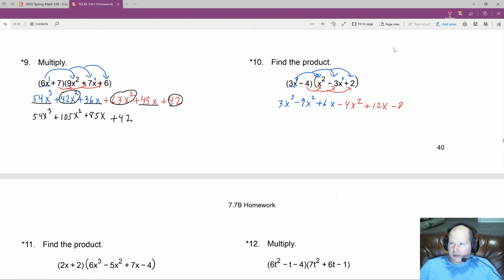At this point, we're going to combine like terms. So we see that we start with a cube here, 3x cubed. We just bring it down because we don't have any other cubes. Now we can move on to a negative 9x squared, and over here we have a negative 4x squared. So those are like terms. Negative 9 plus negative 4 is negative 13, so we have negative 13x squared. Then we have a positive 6x and a positive 12x, which should give us a positive 18x. And finally we have a negative 8 at the end, and we just keep the negative 8 at the end.